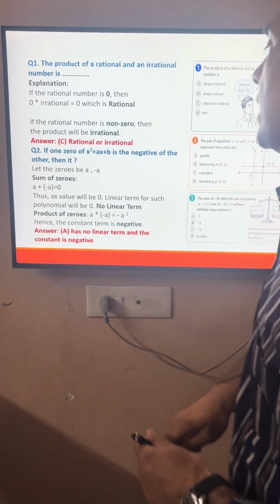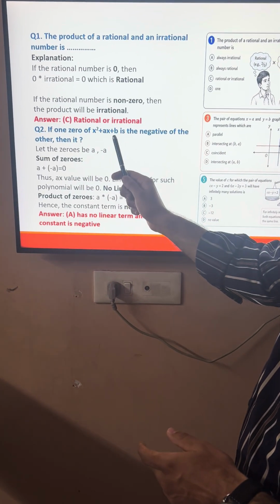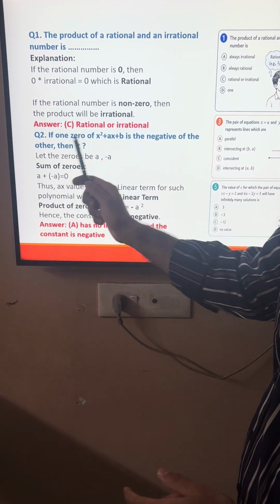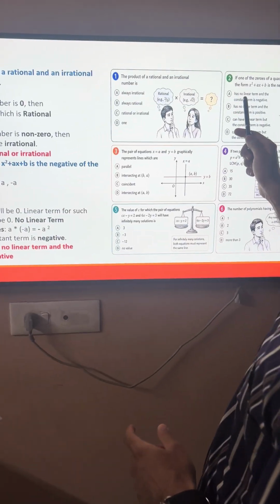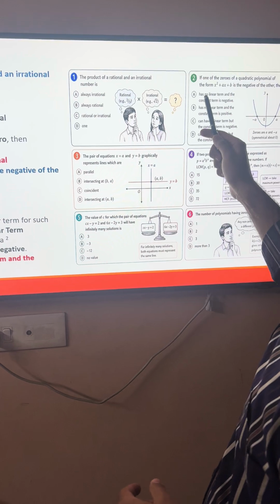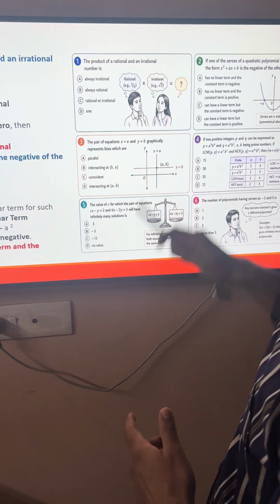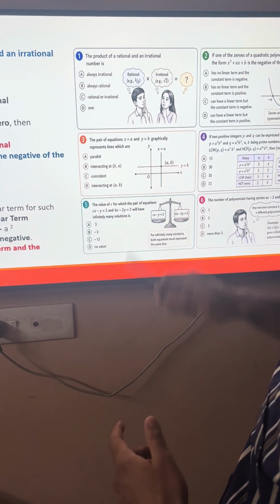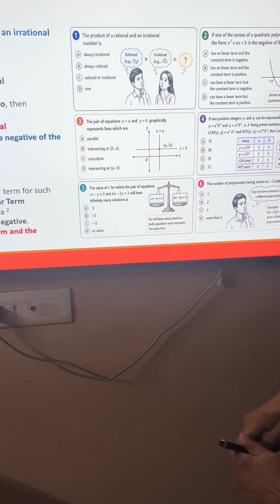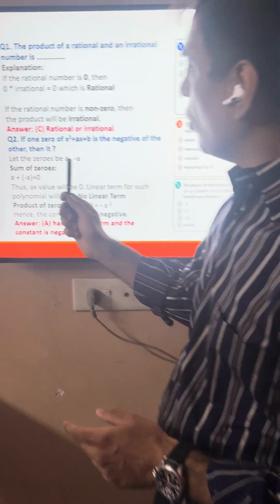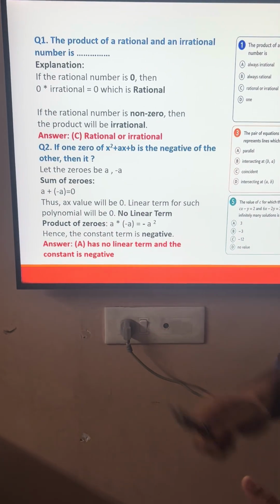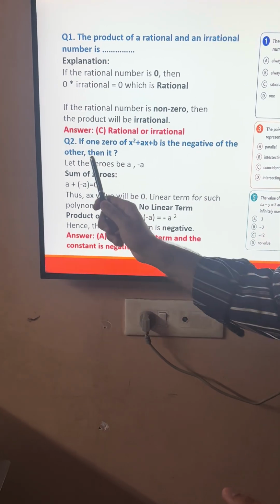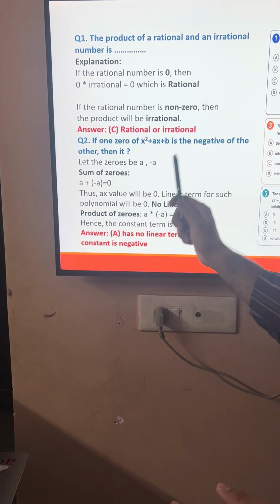Now let's read the second one. If one zero of this polynomial is the negative of the other, then the polynomial will have no linear term, constant term is negative, or has no linear term, constant term is positive, or these two other options. So let's see. Just don't read this as A, read this as alpha, because A is already there. So let the zeros be alpha and minus alpha.